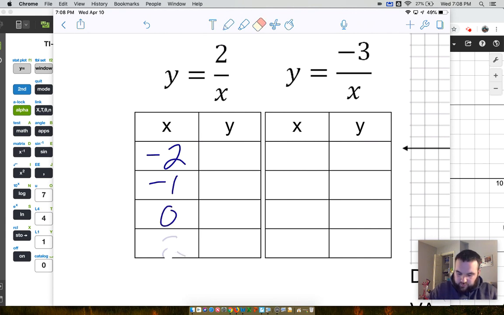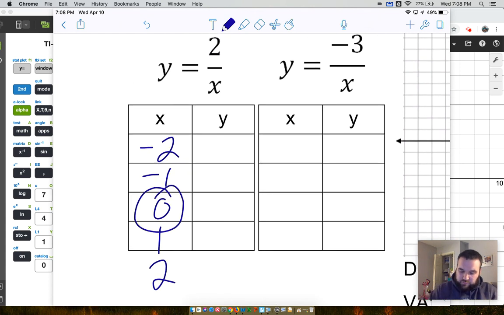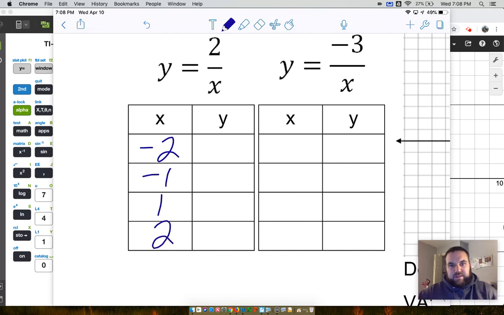From -2 to +2. There's obviously an issue with this, and that is that I can't plug in 0. Right? This number is not going to work because I can't do 2 divided by 0. So I'm going to pick 2 negative numbers, skip over 0, and then pick 2 convenient positive numbers.